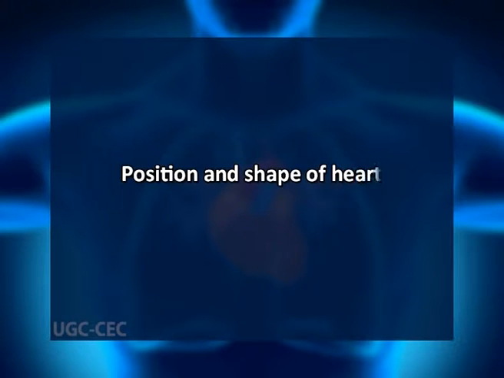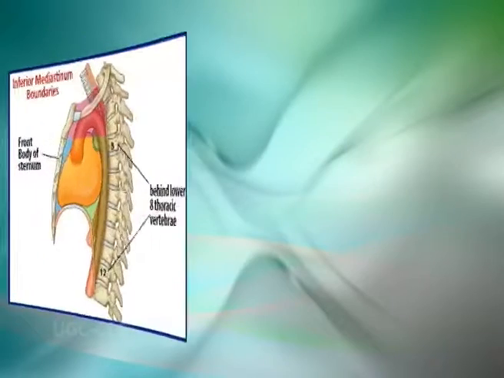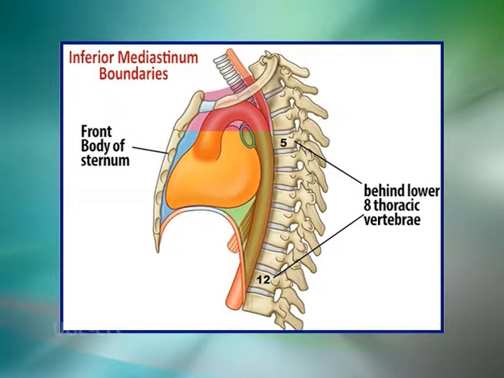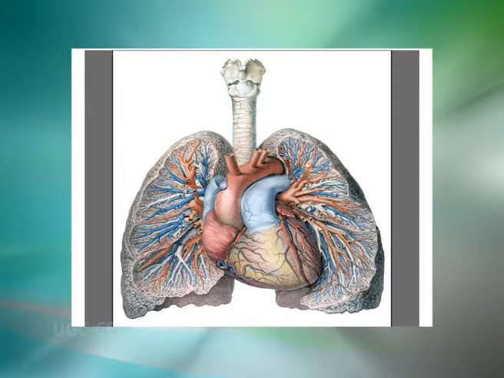Position and shape of heart. The heart is situated in the middle mediastinum behind the breastbone in the chest at the level of thoracic vertebrae T5 to T8. As heart is located in between the lungs, the left lung is smaller than the right lung and has a cardiac notch in its border to accommodate the heart.